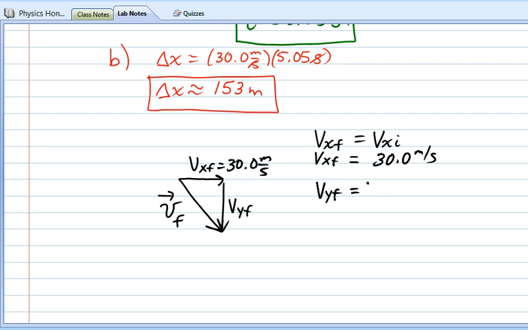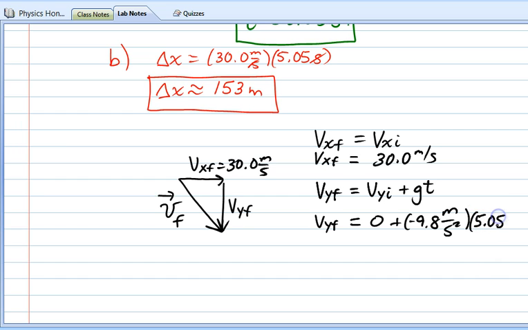So Vy final is Vy initial plus GT. The problem is we don't know what Vy initial is. Oh wait, yes we do. It's 0. Gravity is negative 9.8 meters per second squared, and the time is about 5.05 seconds. So those cancel to give us Vy final of negative 49.5 meters per second. So this is negative 49.5.